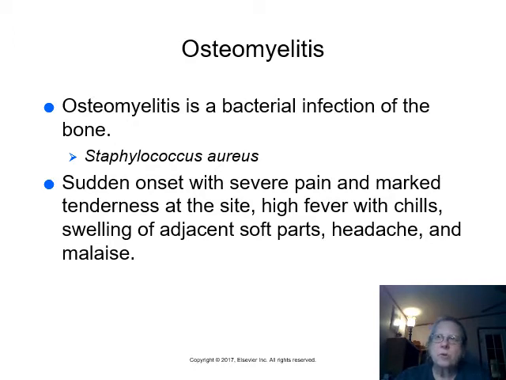A typical infection would be osteomyelitis. This is a bacterial infection of the bone caused by Staphylococcus aureus. It is often related to severe pain that is very sudden in onset, marked tenderness at the site, high fever, chills, swelling, headache, and malaise. Once again, this is telling us this is more of a systemic issue now, not just at the site.